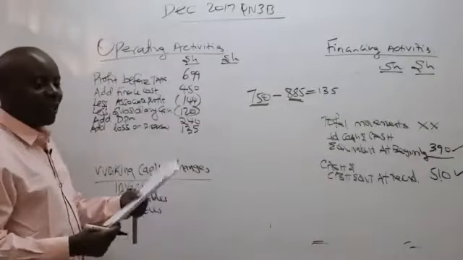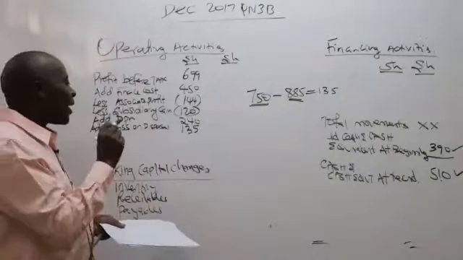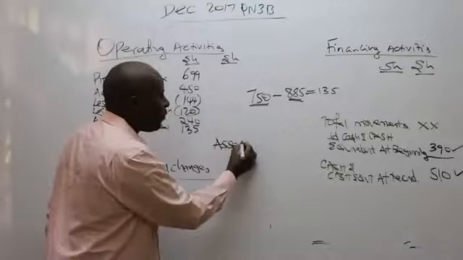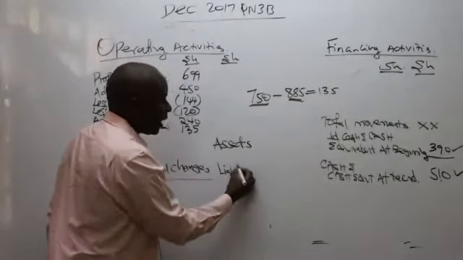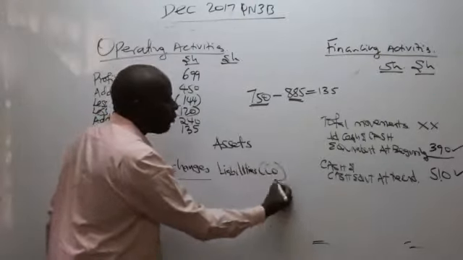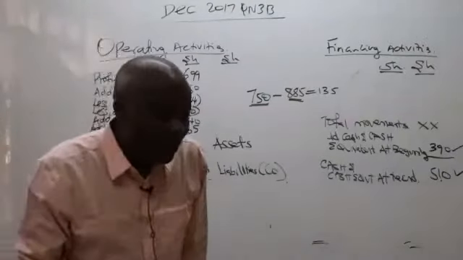Let us start with inventory. This is very easy. What you're supposed to know in the cash flow statement, whenever you are dealing with assets, whenever you are dealing with liabilities, we always use the concept of the commanding officer.